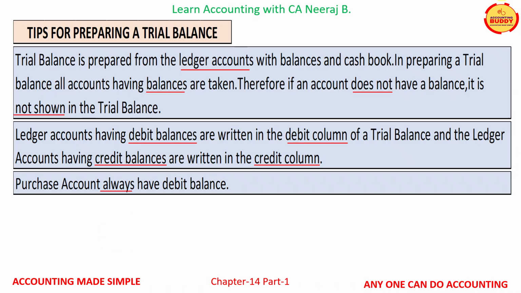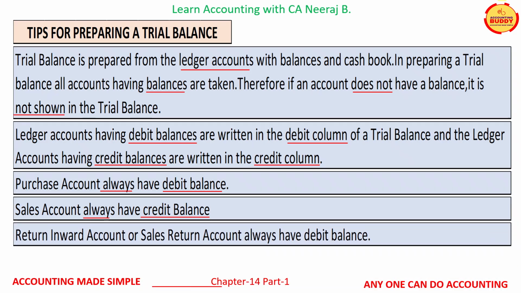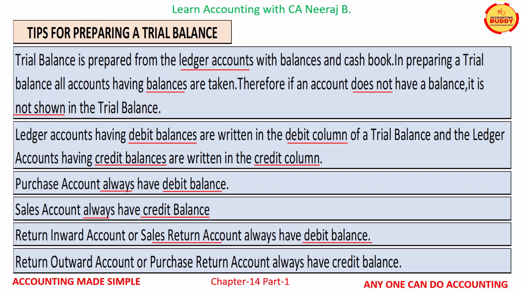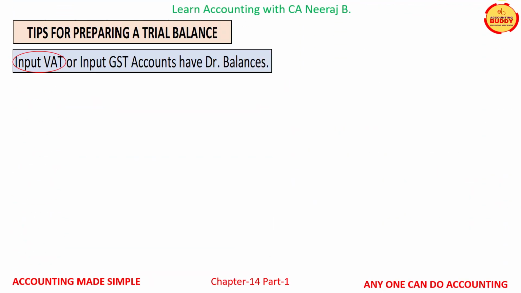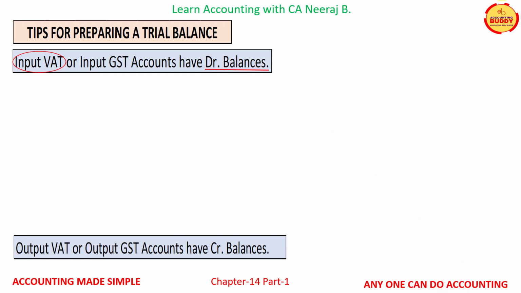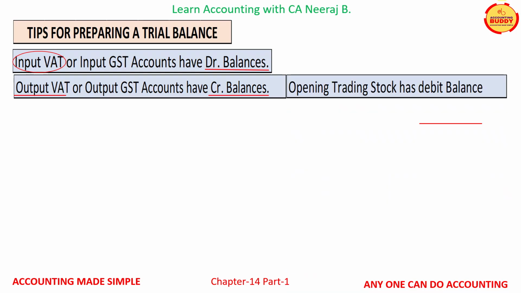Purchase account always has a debit balance. Sales account always has a credit balance. Return inward or sales return account will always have a debit balance. Return outward account or purchase return account will always have a credit balance. Input VAT or the input GST account has a debit balance. Output VAT or the output GST account has a credit balance. Opening trading stock has a debit balance.